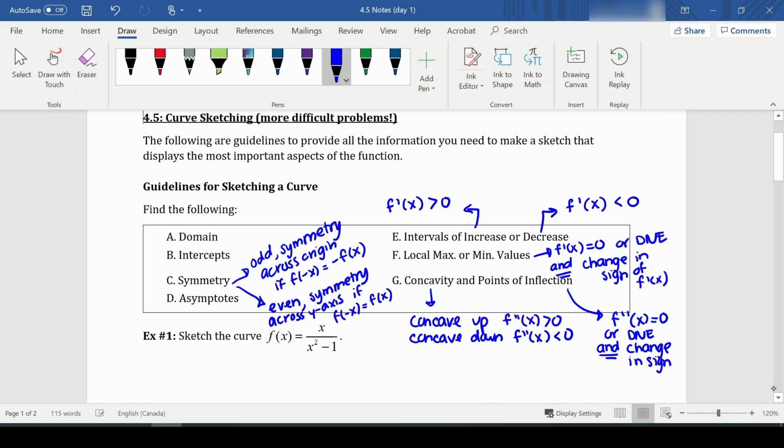Okay, so when we're trying to sketch a curve of some of these more difficult problems, we're going to go through each of these pieces, A through G, and find all these intervals. What's our domain? Where are our intercepts? What type of symmetry? Do we have any asymptotes? Where are we increasing, decreasing, max, min values, concavity? And all of these will help us sketch the function. Now, you could make a table of values, pre-calculus 12 or math 12 style, but the goal here is to be using calculus to sketch the curves, okay?